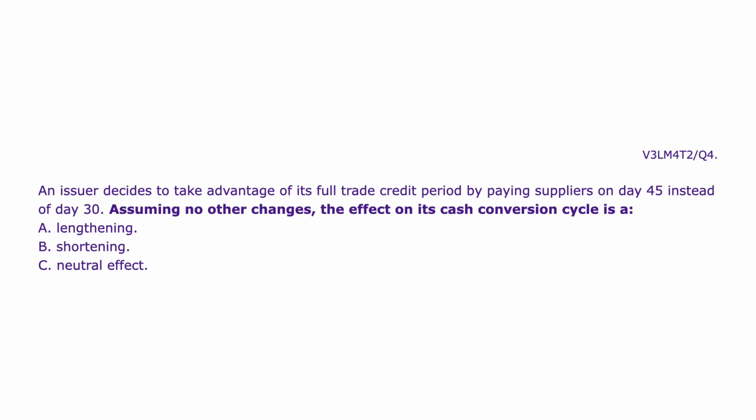An issuer decides to take advantage of its full trade credit period by paying suppliers on day 45 instead of day 30. Assuming no other changes, the effect on its cash conversion cycle is: A. Lengthening, B. Shortening, C. Neutral effect.